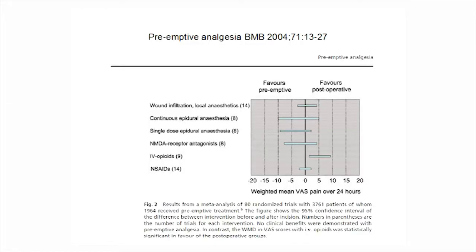So if we look at the evidence, this is from the Australian Acute Pain Handbook that you can get through the British Pain Society. So there is overwhelming evidence that some of the interventions that you can do are worth doing before the surgeon gets anywhere near the patient.